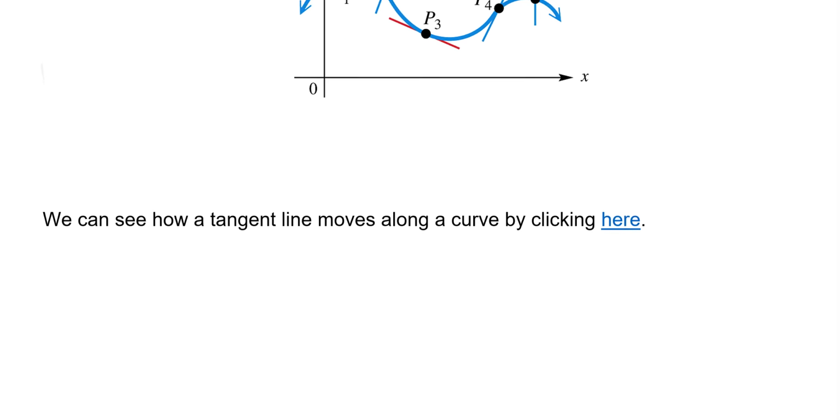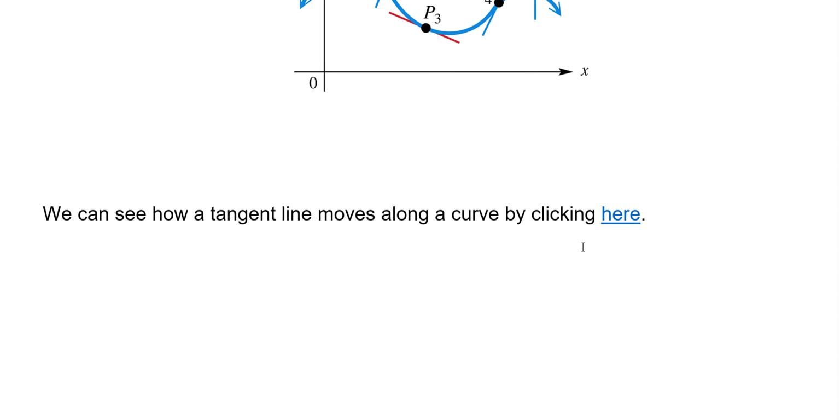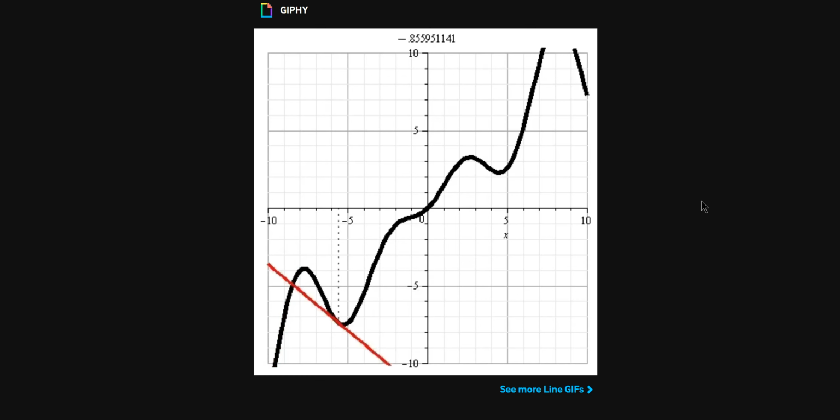If you have these notes that you can look at, this link will take you to a GIF. Let's take a look at it right now. It's a GIF for how a tangent line can move along the curve. The curve here is the black curve, maybe some sort of high degree polynomial with all those turning points. The red line is the tangent line. You can see that all of these points have their own specific tangent line. And it's kind of like riding a roller coaster going from left to right, where the roller coaster car is just a straight line.